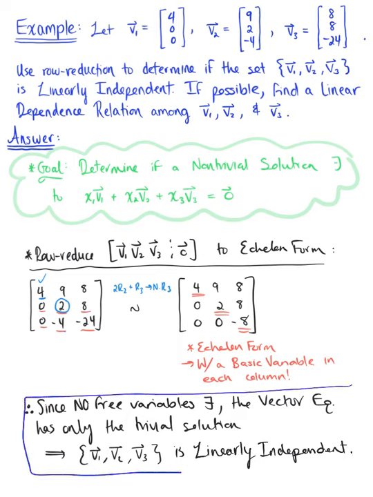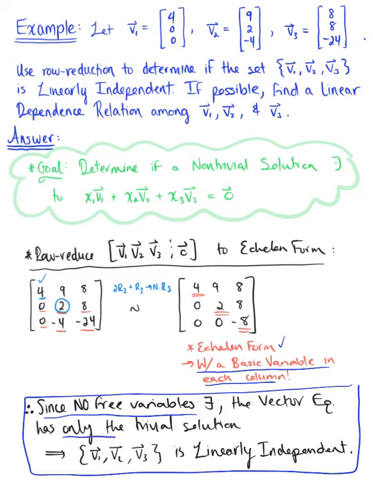Since we have attained echelon form with a basic variable in each of the columns, this implies that there are no free variables, and the vector equation has only the trivial solution. So therefore, by definition, this set of vectors is linearly independent.